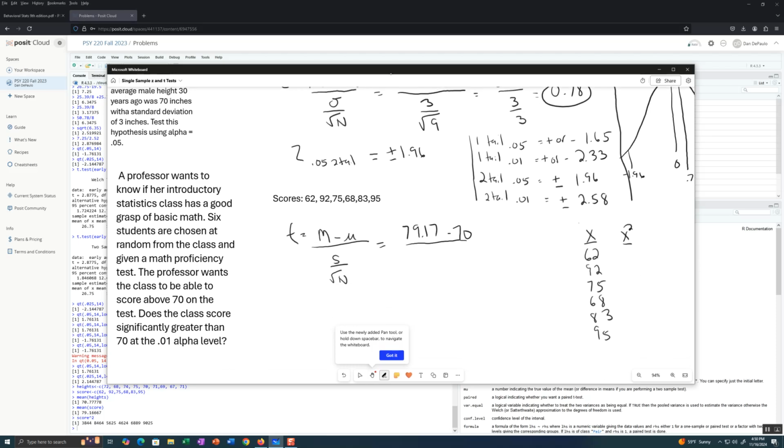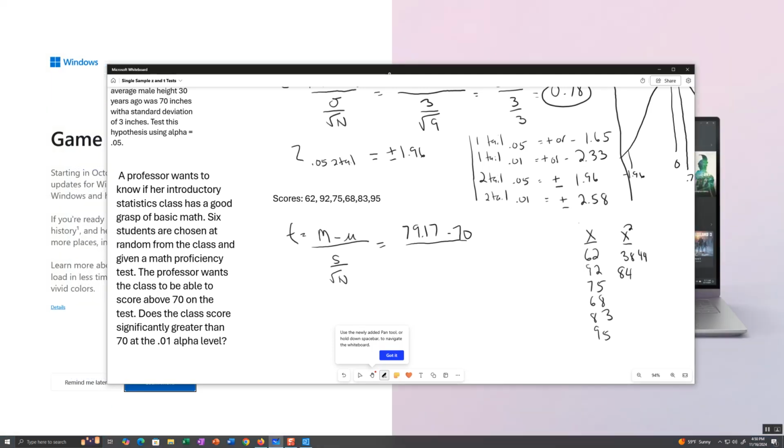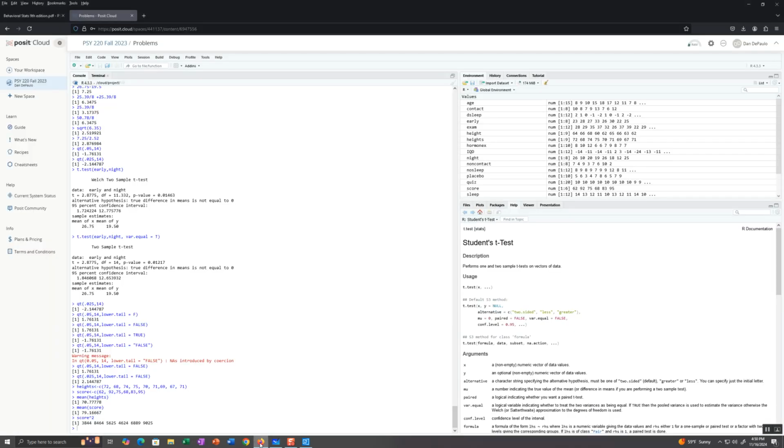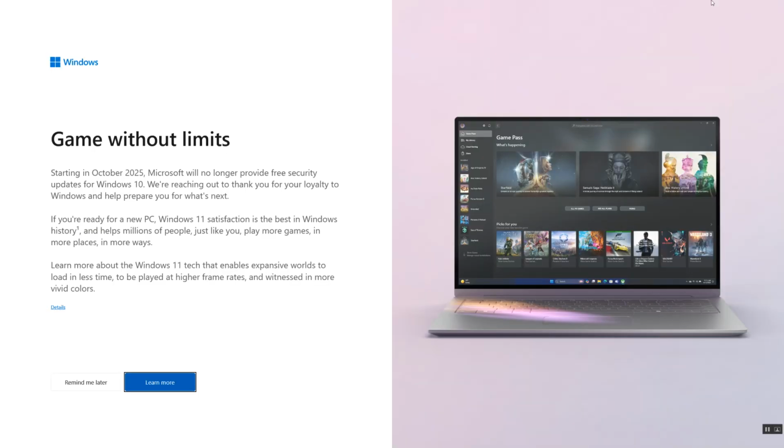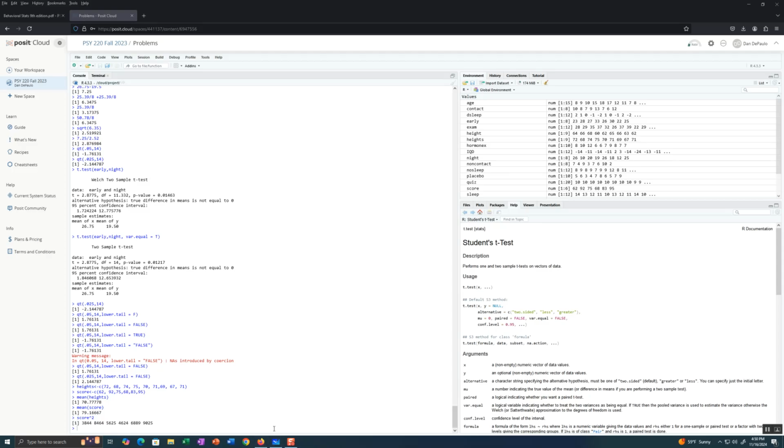Just so I can have the 3844. That way I'm not copying anything wrong. Oh, that didn't work. Three 8464. Sorry, my Windows update came in here for whatever reason.